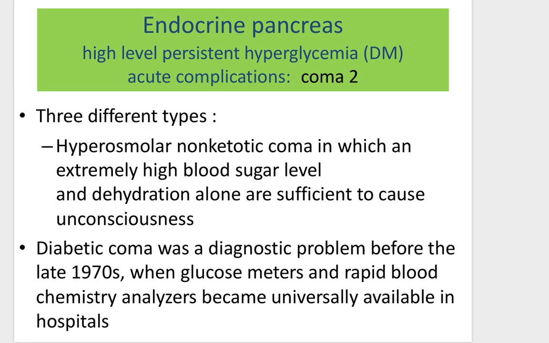And the third type is hyperosmolar non-ketotic coma, that is a result of hyperosmolar non-ketotic state, in which extremely high blood sugar levels and dehydration alone are sufficient to cause unconsciousness. Diabetic coma was a diagnostic problem before the late 1870s, when glucometers and rapid blood chemistry analyzers became universally available in hospitals.